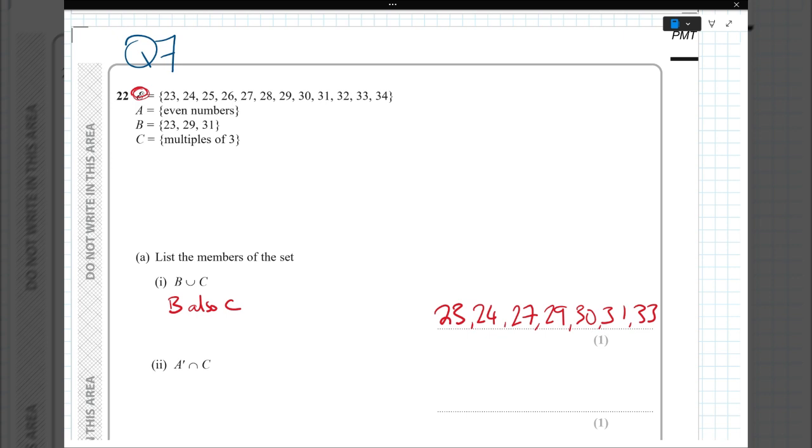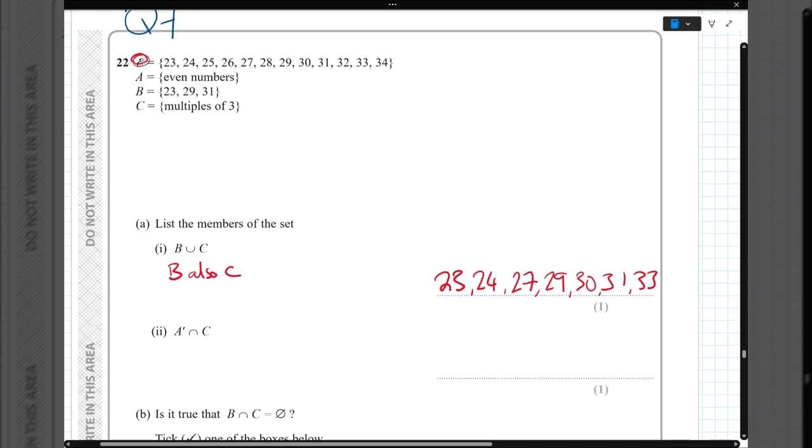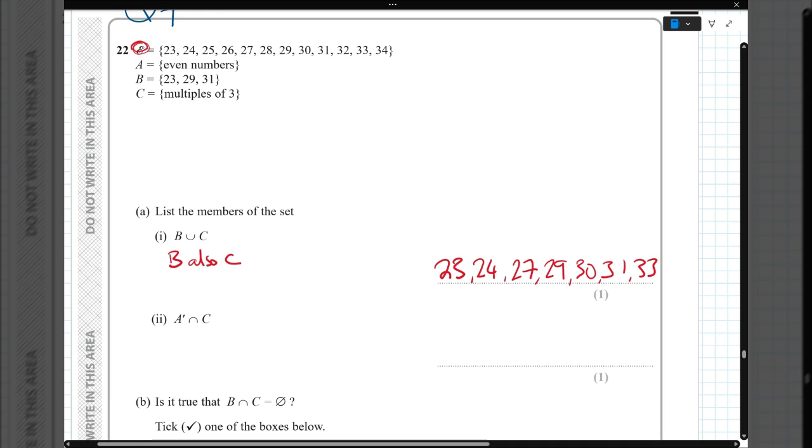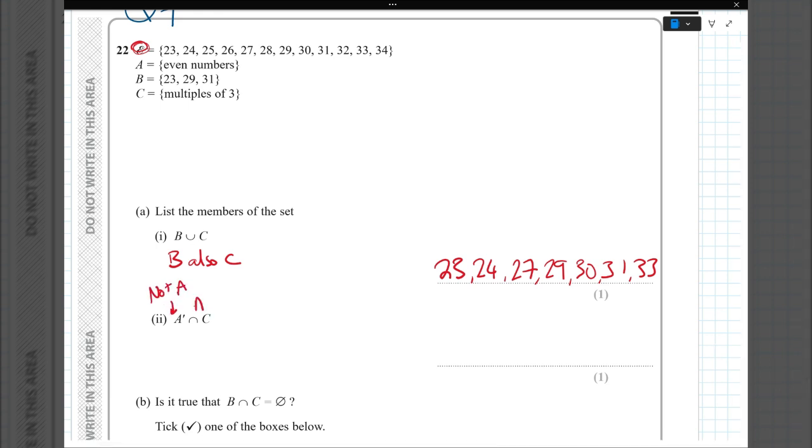So these are all the values that are in B and all the values that are in C. So this one means not A and in C. So the multiples of 3, if they're not in A, that means they're odd numbers and they have to be a multiple of 3. So when we look across the numbers, 24 is a multiple of 3, but it's even, so we can't consider it. 27 is good. 30, even, but 33 is also good.